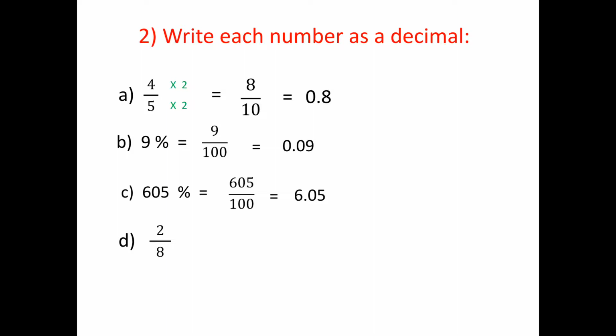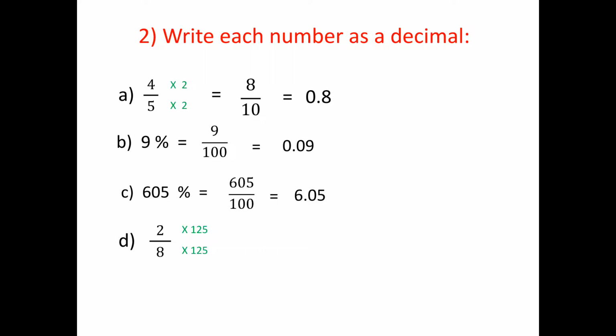2 over 8. Do you remember how to solve the problem of the 8? I need this denominator to be 10, 100, or 1000. Which number do I use? I'm going to use 125. Whenever you see 8 in the denominator, multiply by 125, because this will give you 1000. Now, am I going to do this only in the denominator? Of course not. Do the same for the numerator also. So I need to multiply 2 by 125. Do it step by step.